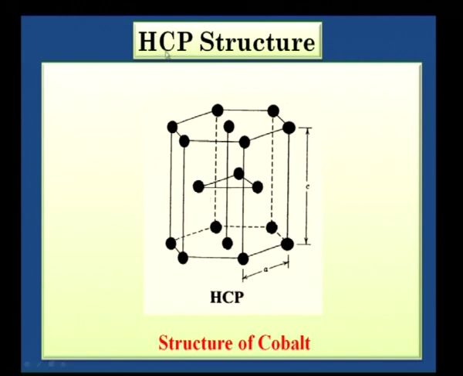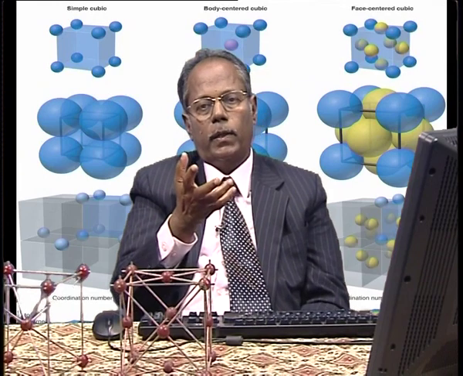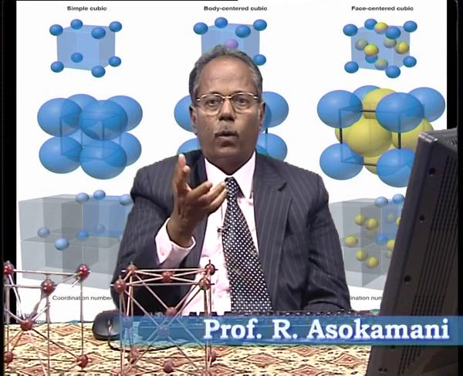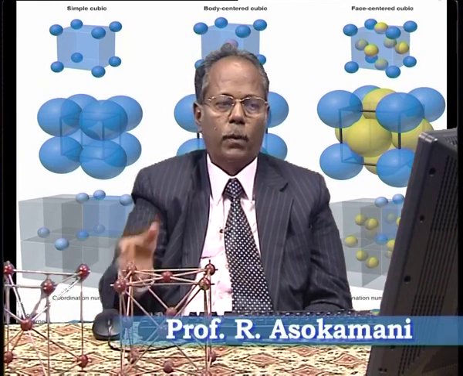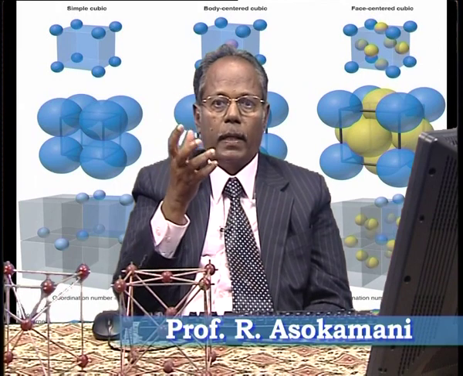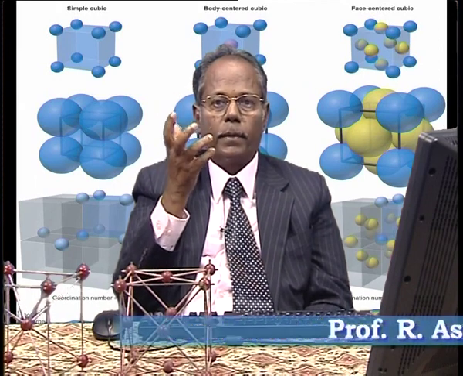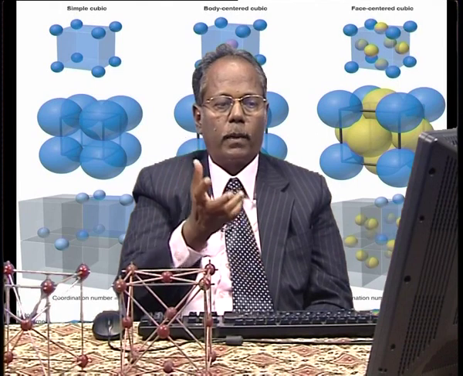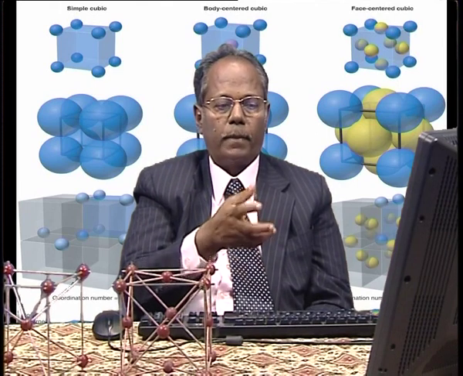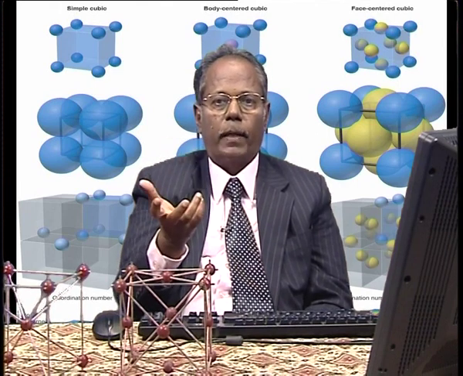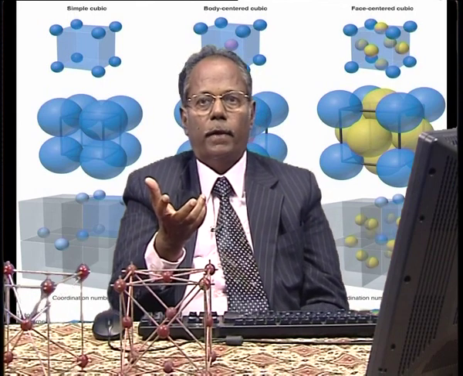Apart from having atoms at the top plane and bottom plane, if you have 3 other atoms at the mid plane, it is not a simple hexagon, but a hexagonal close packed structure. Cobalt is an example. This is the structure in which the ferromagnetic material cobalt crystallizes. I told you some time back, iron crystallizes in the body centered cubic structure, cobalt crystallizes in this structure, whereas nickel, another ferromagnetic material, crystallizes in the FCC structure.